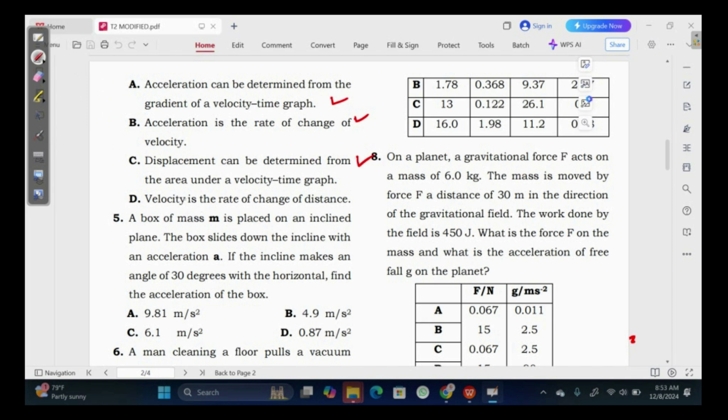Velocity is the rate of change of distance? No. Velocity is not the rate of change of distance. So this is not correct. So the answer is D, which is not correct.